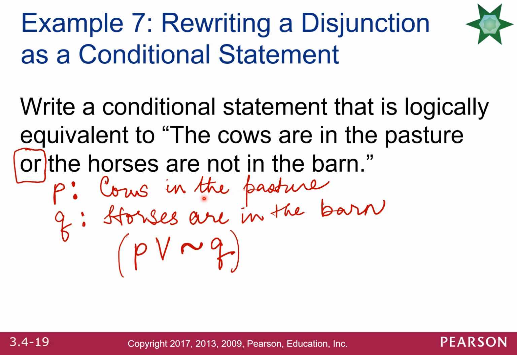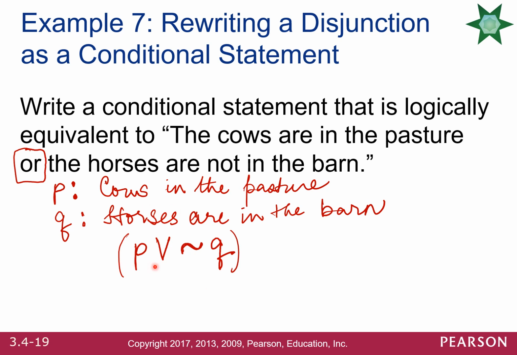Now, how do we convert this and rewrite it as a conditional statement? Remember, the rule is we take the P, and that has to be negated, correct, in the conditional form, but the consequent, which is in this case not Q, stays unchanged, right?